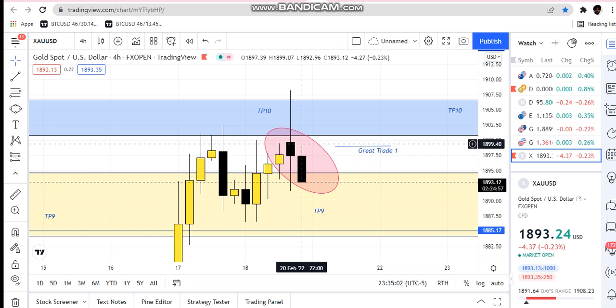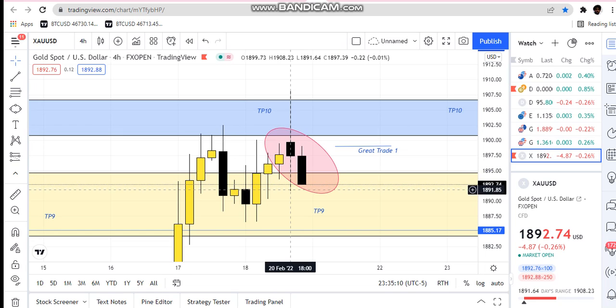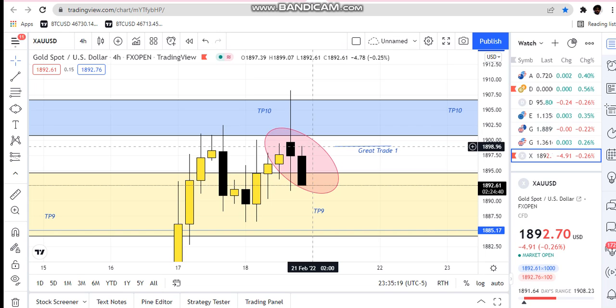Starting this week off, price went all the way up to 1908, back up to take profit 10 before heading back down to take profit 9, 1891. Once price makes a lower low, it will make a lower high to 1898, make a market structure, and then make a lower low all the way down to 1892, 1893. And you can see price is heading down, creating this evening star pattern.